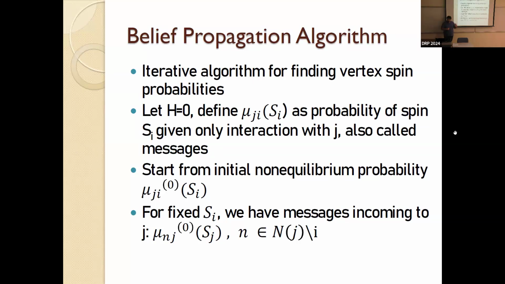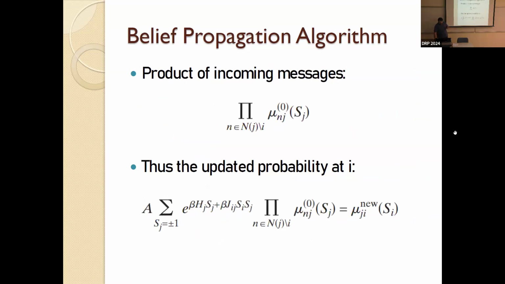This is a little detailed. To be quick about it, we can define this new term for the probability of vertex I to have some spin up or down, as in our Ising model. And then what we do for the belief propagation algorithm, we start with some non-equilibrium prediction, and then we have incoming messages as defined in this framework from neighboring vertices.